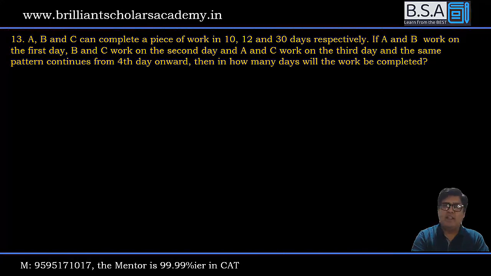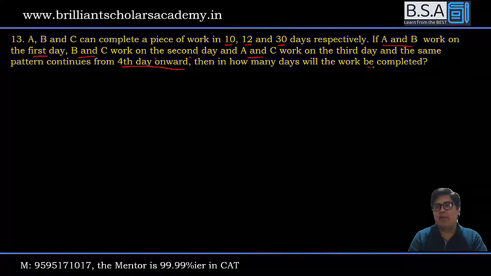A, B, and C can complete a piece of work in 10, 12, and 30 days respectively. A and B work on the first day, B and C work on the second day, A and C work on the third day, and the same pattern continues from the fourth day onwards. Then in how many days will the work be completed?